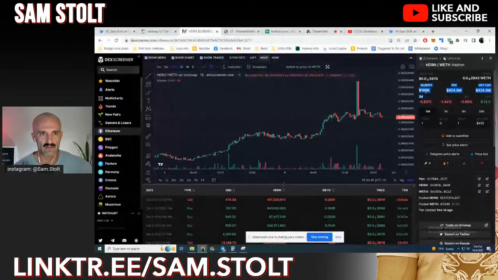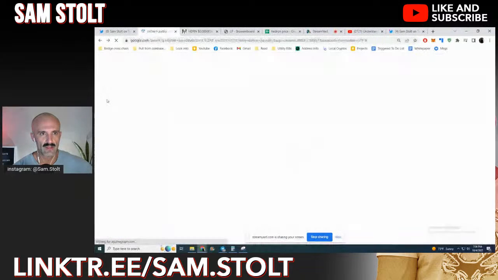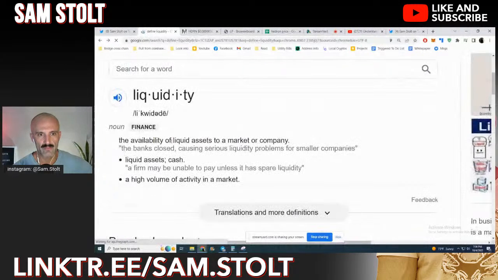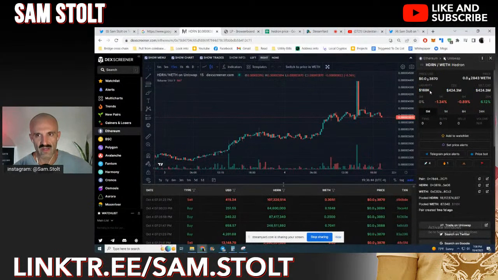When we go back to the liquidity, let's go back 2 tweets here. Liquidity: the availability of a liquid asset to market. It's the availability of the asset to the market, right? That's all this is. When we look at this, there's 188,000 of availability between Hedron and ETH. That's it.